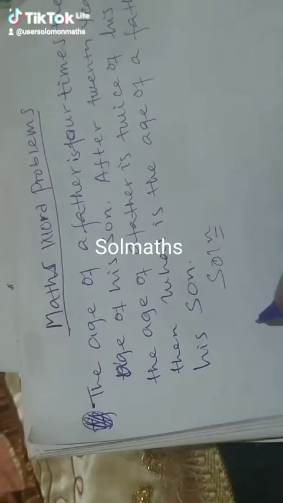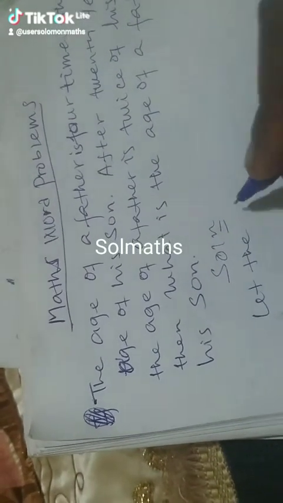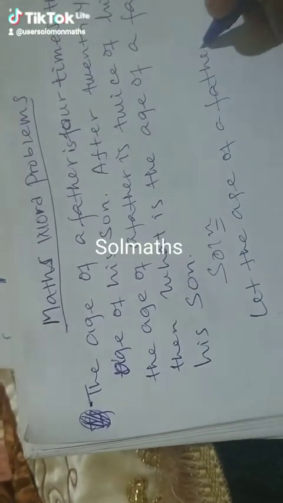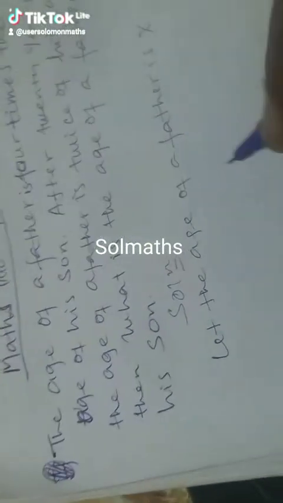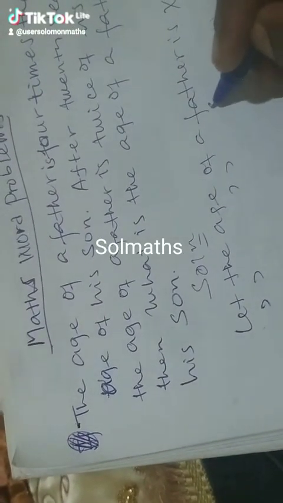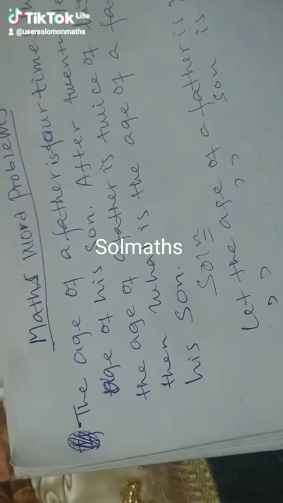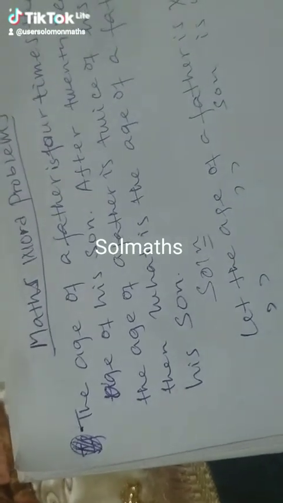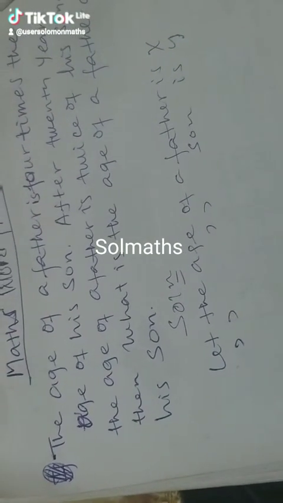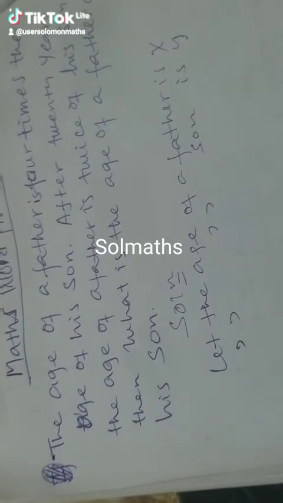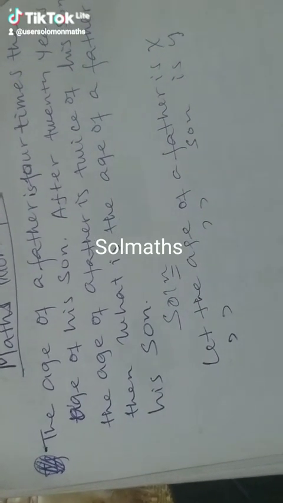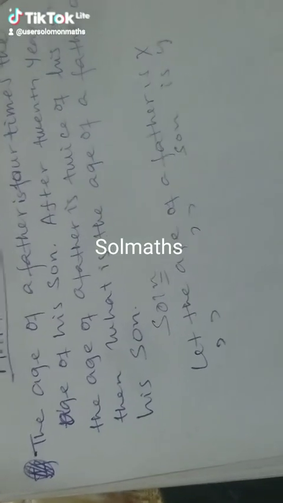Let the age of a father be X. Let the age of his son be Y. That means the present age of the father is X, the present age of his son is Y. Then let us change the word problem into mathematical equations.